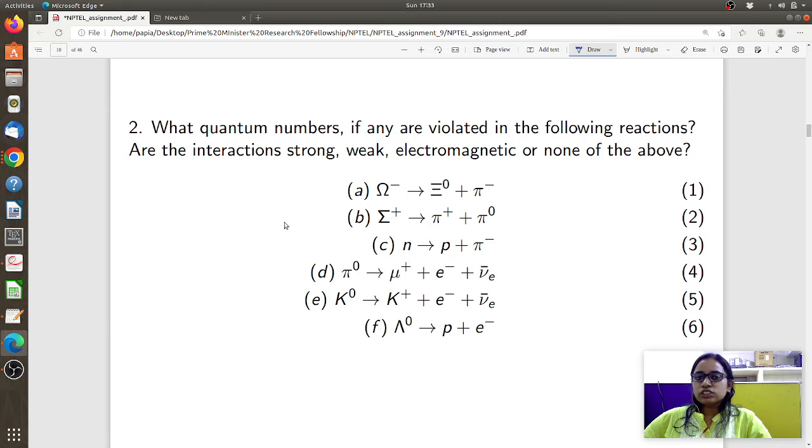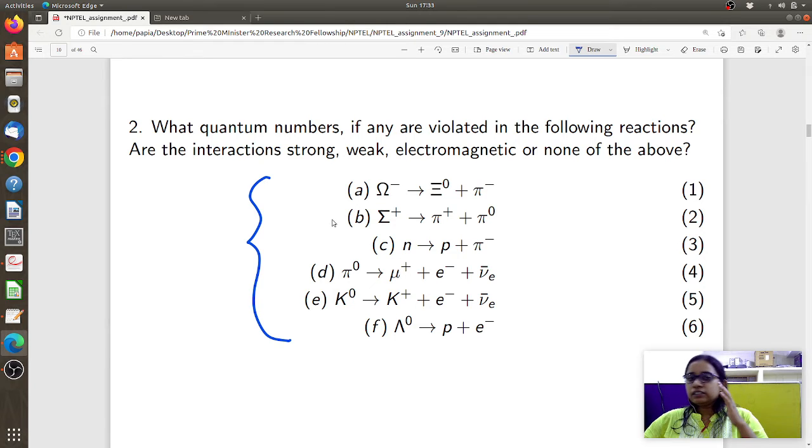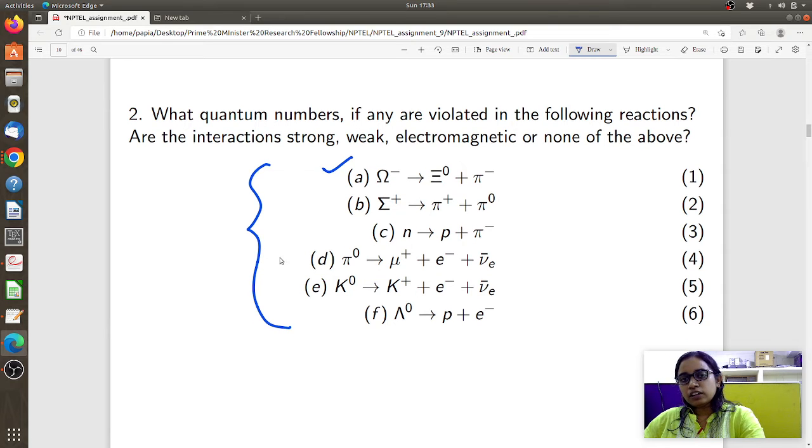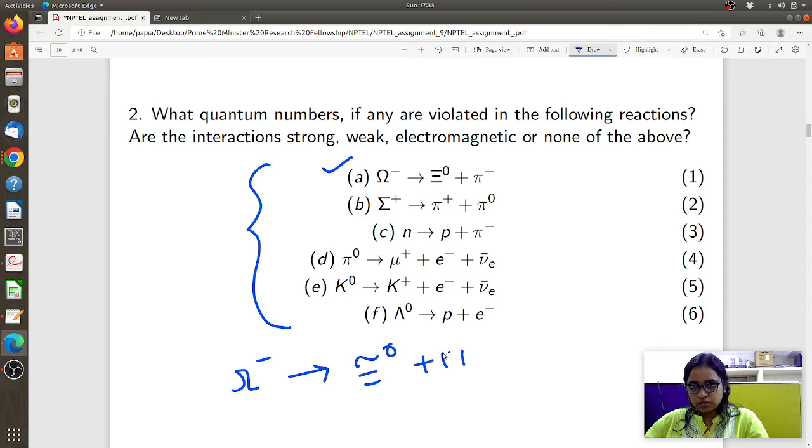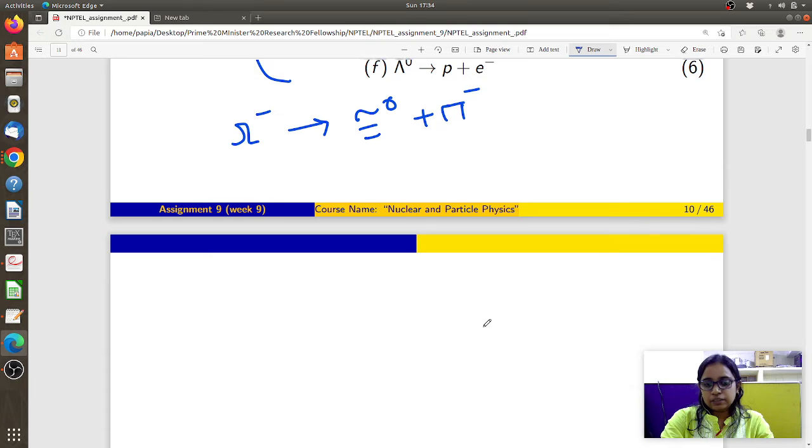Okay, so there are basically 6 reactions I have just mentioned here. Among these 6 reactions, at first we have to search which one is allowed and which one is not allowed, and then what is the nature of that reaction. Fine. So here I will talk about the first one at first. Let's say the first one is that one. So it is 0 plus minus. So this is the expression.